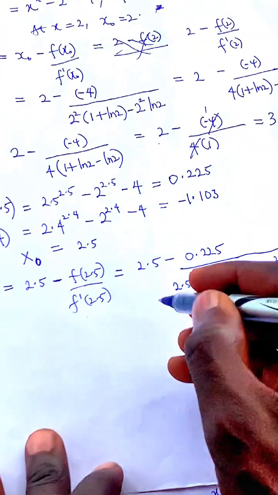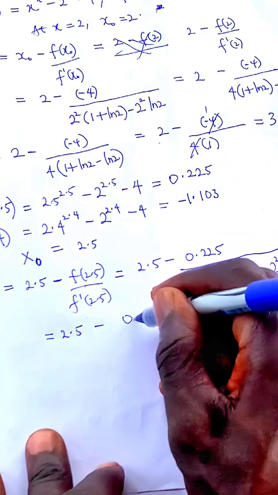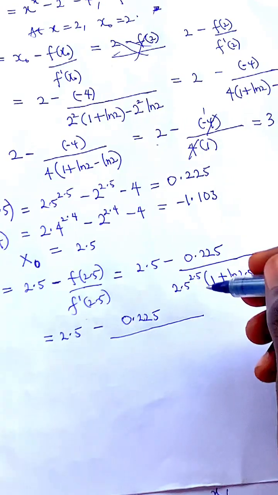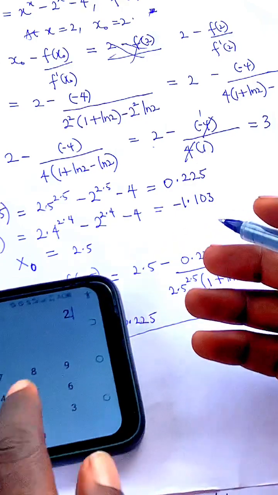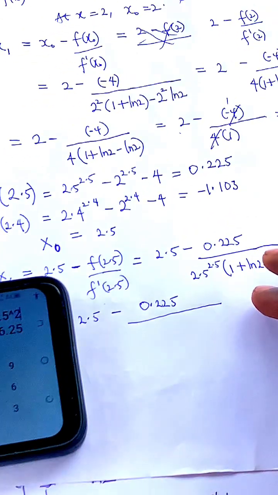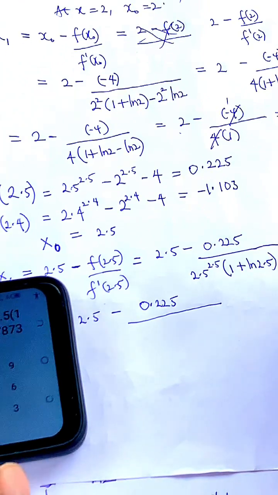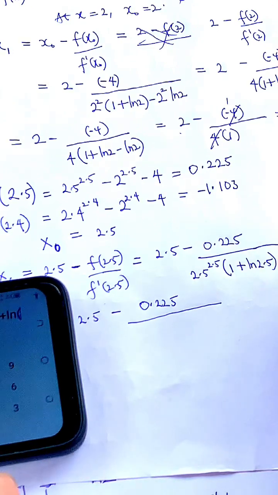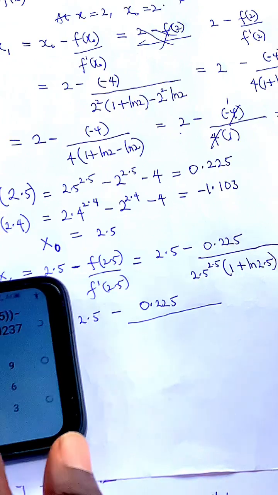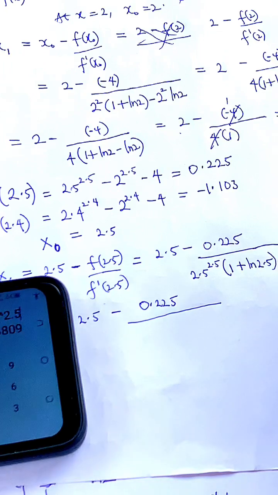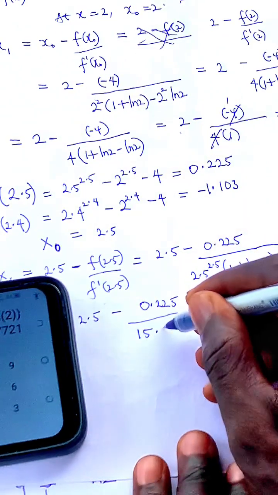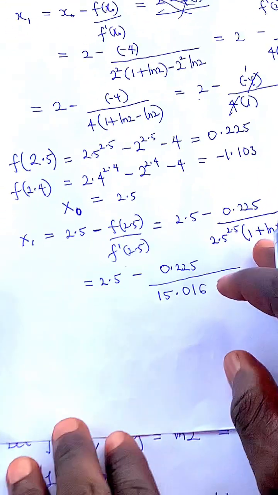All right, now let's still press our calculator. Here we have 2.5 minus 0.225 all over, let's go straight, 2.5 to the power of 2.5 into 1 plus ln 2.5, minus 2 to the power of 2.5 into ln 2. The answer here is 15.016.